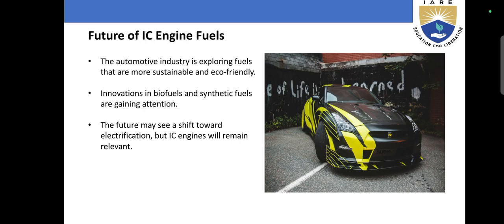Here we get to know the engine fuels. The automotive industry is moving toward eco-friendly, more sustainable fuels. Innovations in biofuel and synthetic fuels are gaining attention. The future may see a shift toward electrification, but IC engines will remain relevant in the future.